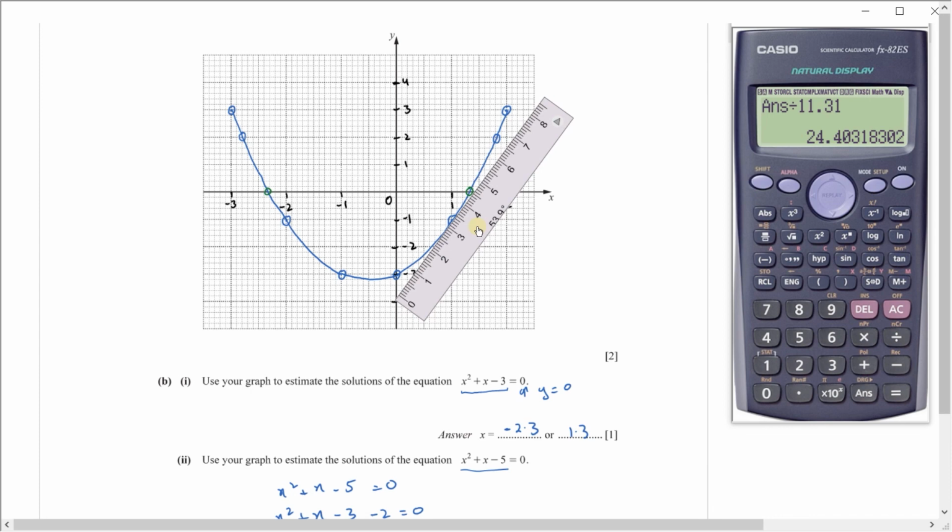So this looks about right. So now I can basically draw a straight line here. So let me use the ruler here to draw a straight line.